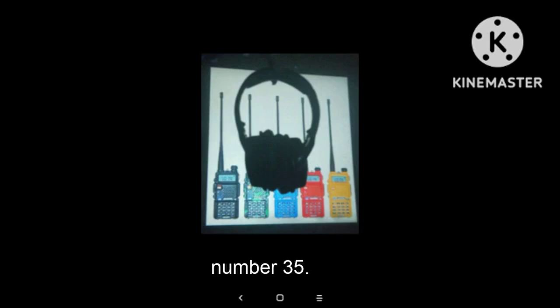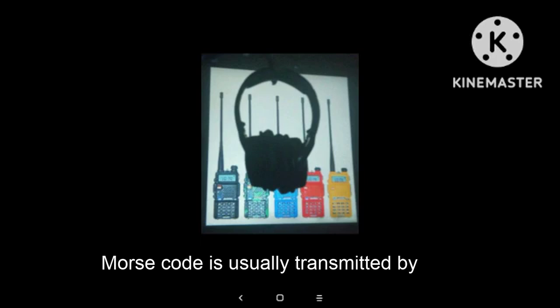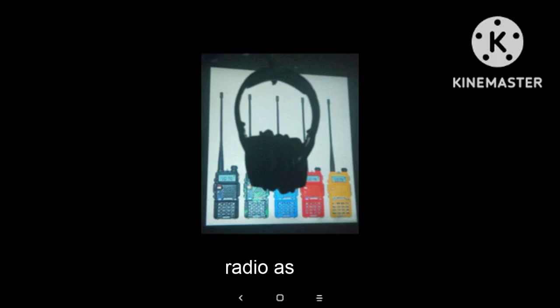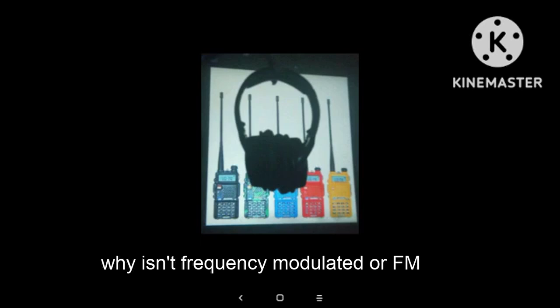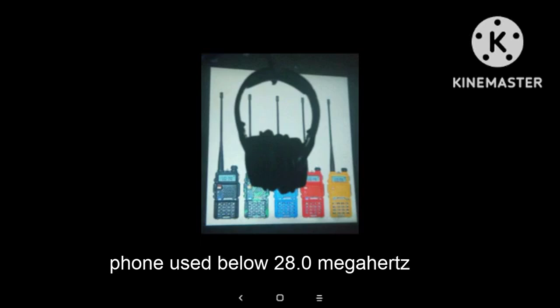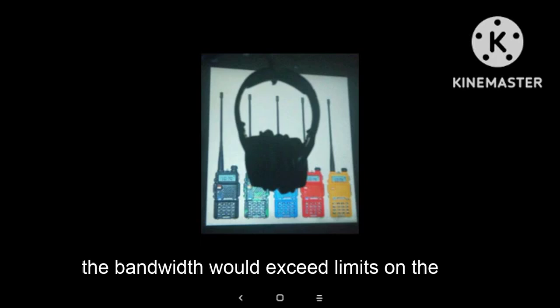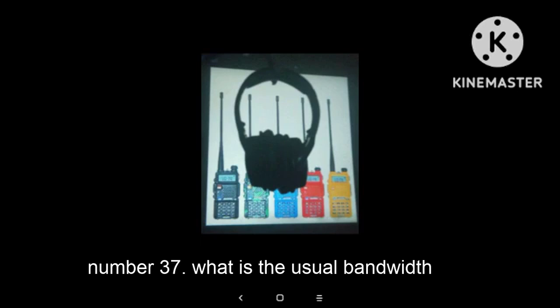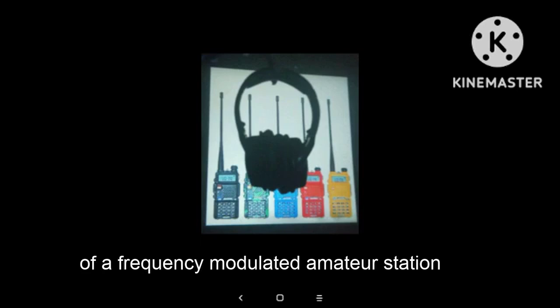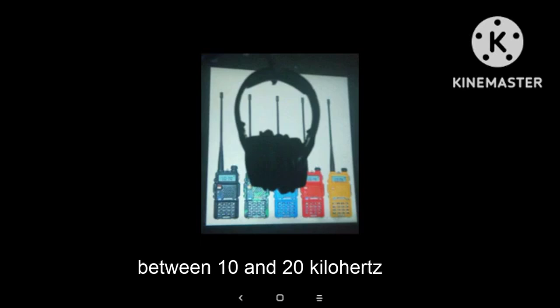Number 35. Morse code is usually transmitted by radio as an interrupted carrier. Number 36. Why isn't frequency modulated or FM phone used below 28.0 megahertz? The bandwidth would exceed limits on the regulations. Number 37. What is the usual bandwidth of a frequency modulated amateur station? Between 10 and 20 kilohertz.